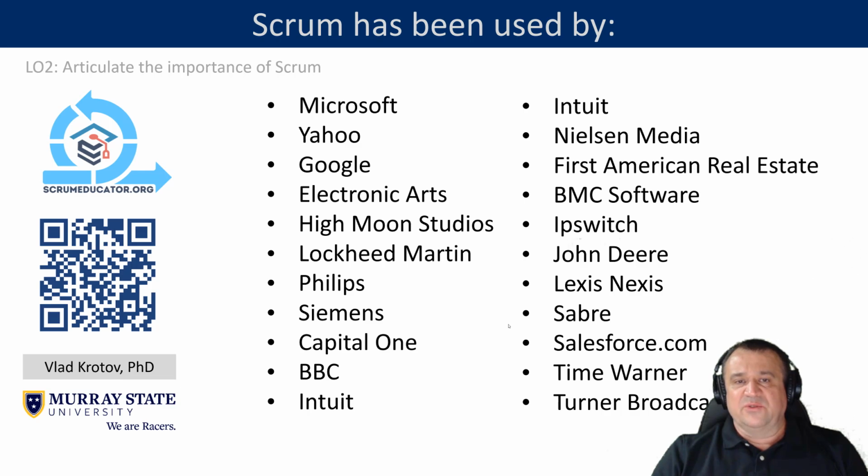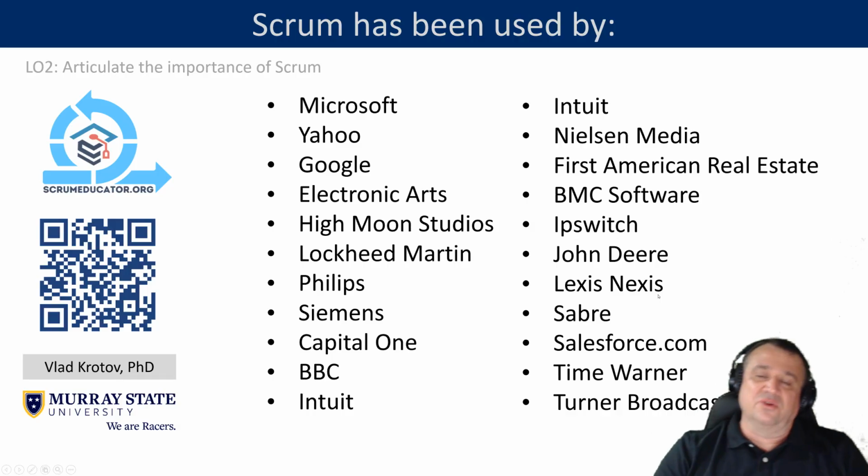Of course, as I mentioned before, you're more likely to find organizations using Scrum in the information technology field. So software companies like Microsoft, Yahoo, Google use Scrum for managing software development. But again, it's not just related to software development. There are other companies like John Deere and LexisNexis that are not directly involved in the technology field. Well, I guess LexisNexis now is more of a technology company.